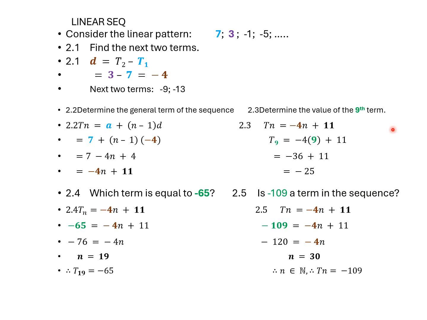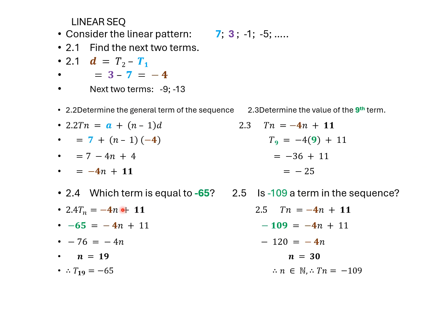2.3, determine the value of the 9th term. We already found the equation: Tn equals minus 4n plus 11. For the 9th term, n becomes 9, and wherever I see n, I substitute 9. Minus 4 times 9 gives me minus 36. Minus 36 plus 11 gives me negative 25. So term 9 equals negative 25.